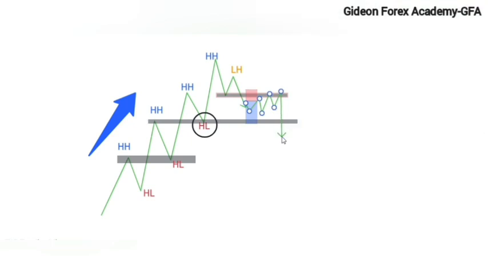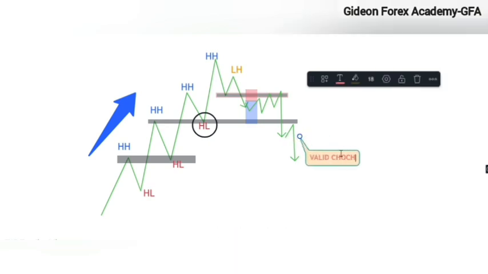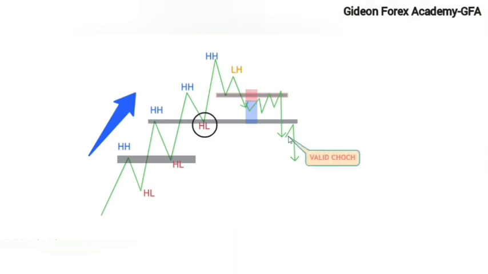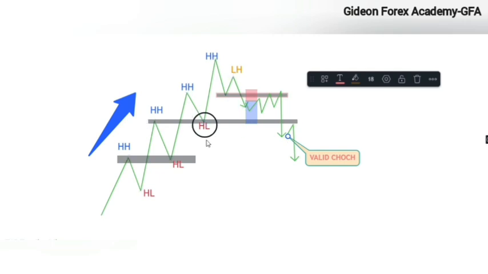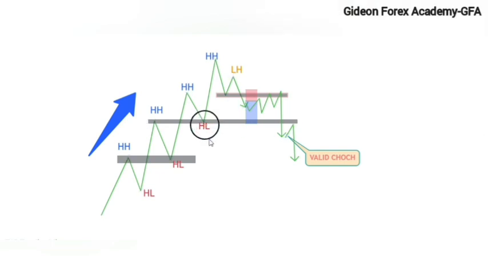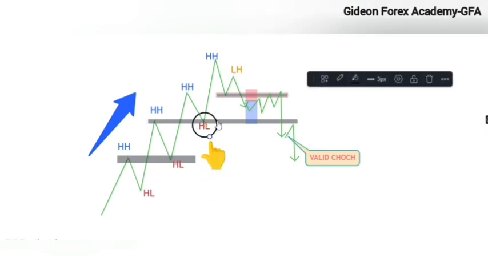Once the price breaks below here, then we are of course anticipating a return to retest this previous higher low before we can head all the way down. This would be a valid change of character. All right, this would be valid. Why? Because the price has broken below a valid higher low.